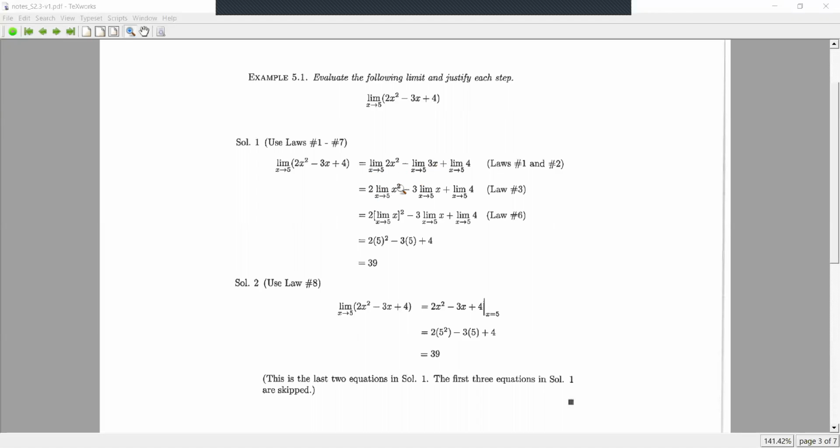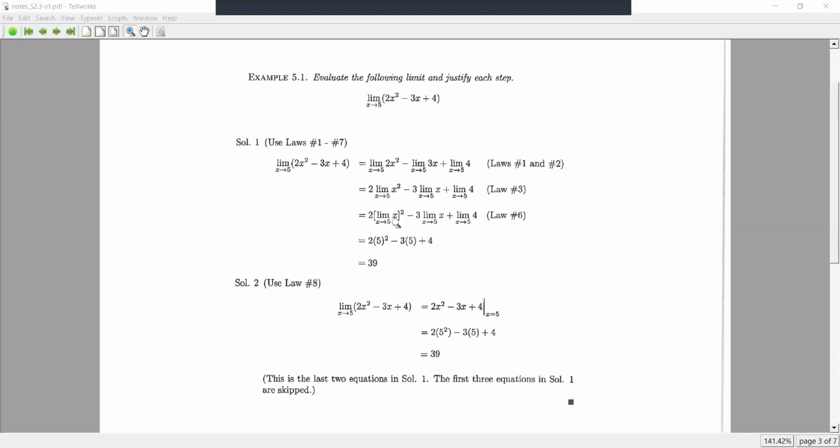For this limit, I can apply the power law. Limit of a power is power of the limit. Now, in this equation, we have 3 limits to evaluate. But these 3 limits are simple enough to tell.